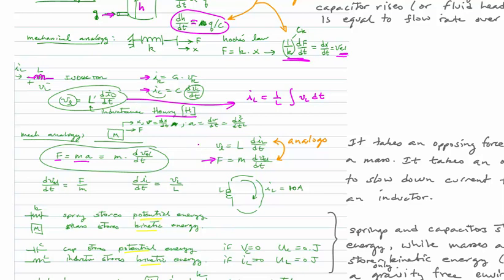Then I rewrite the constituent relationship for the inductor, which are equivalent. I can write I is proportional to the integral of the voltage. I can then also write that the voltage is proportional to the derivative of I, and that's what I've done here for the inductor. So the voltage of the inductor is equal to L times dIL/dt. And you see these are exactly the same form. Volts is to force as current is to velocity. So coulombs per second, meters per second.